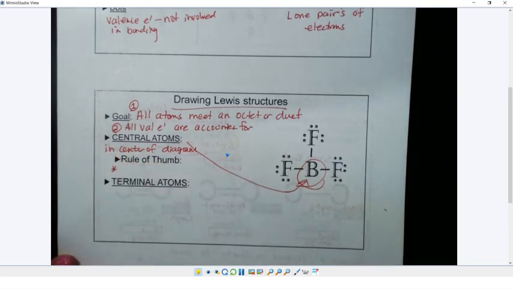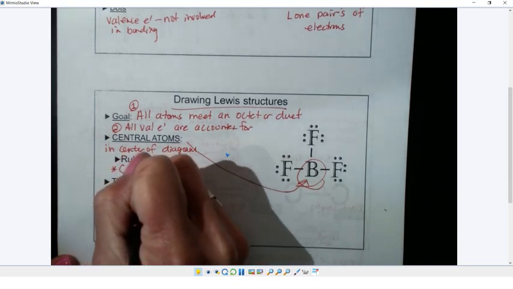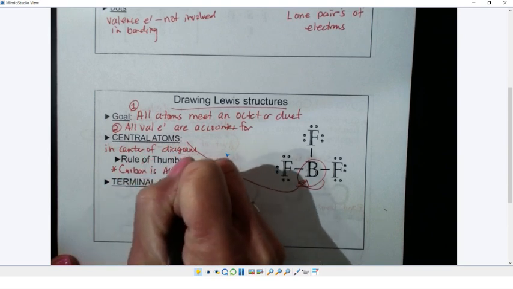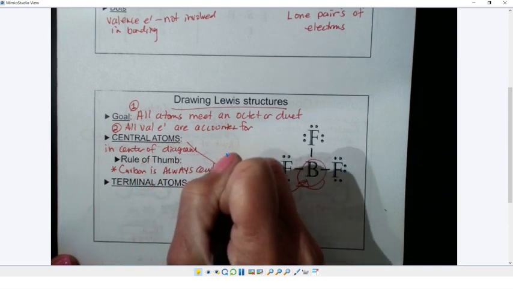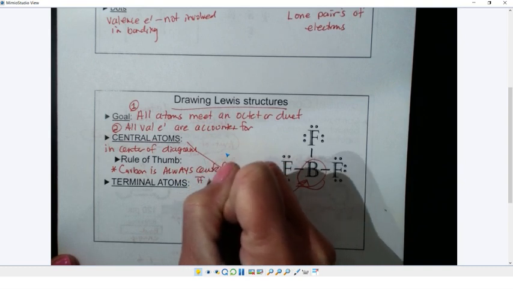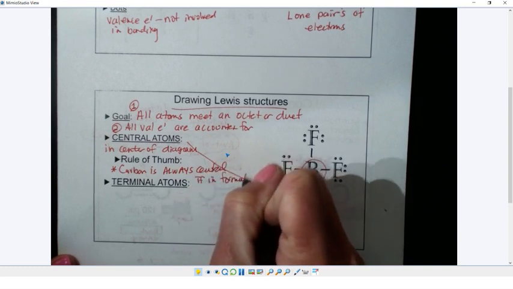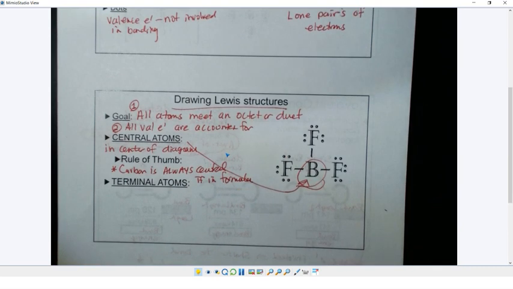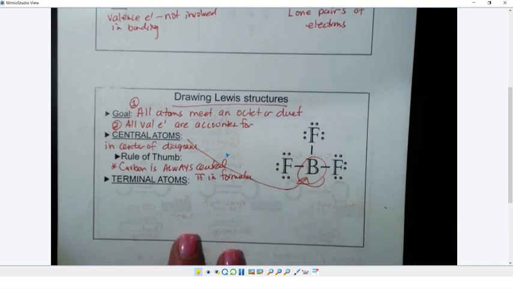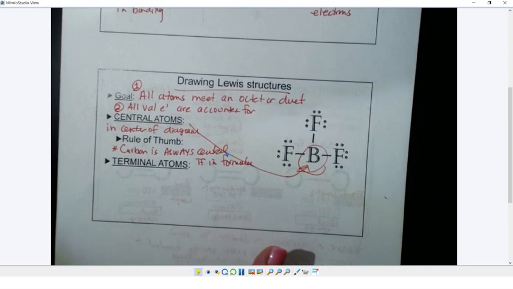The first one: if carbon is in the formula, carbon is always your central atom. If carbon is present, he always goes in the center. The reason is that he has 4 bonding regions. Carbon has 4 valence electrons, so it can bond with 4 different atoms very easily. So he always goes in the center.